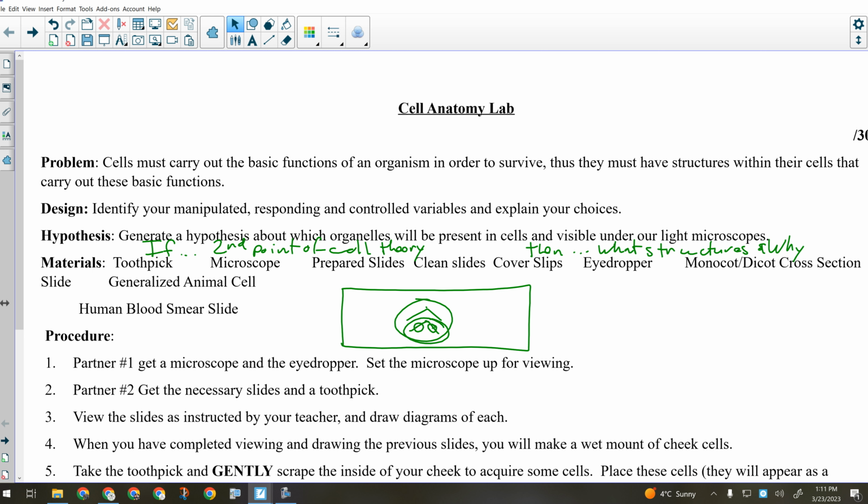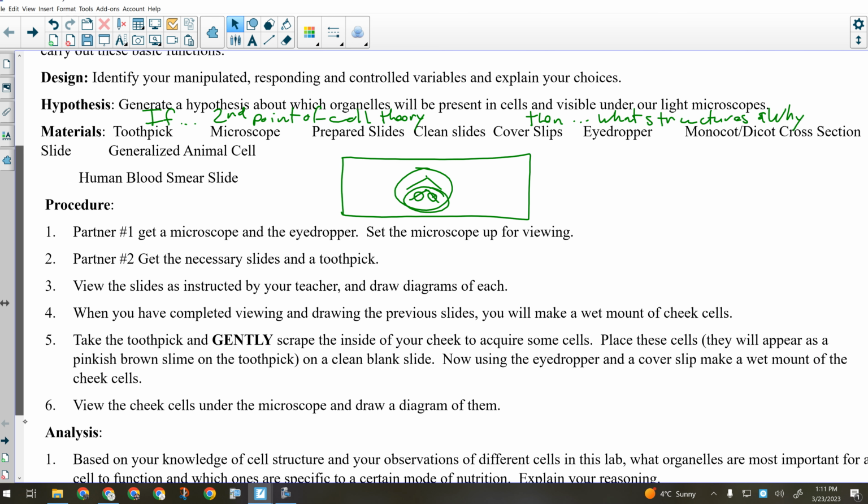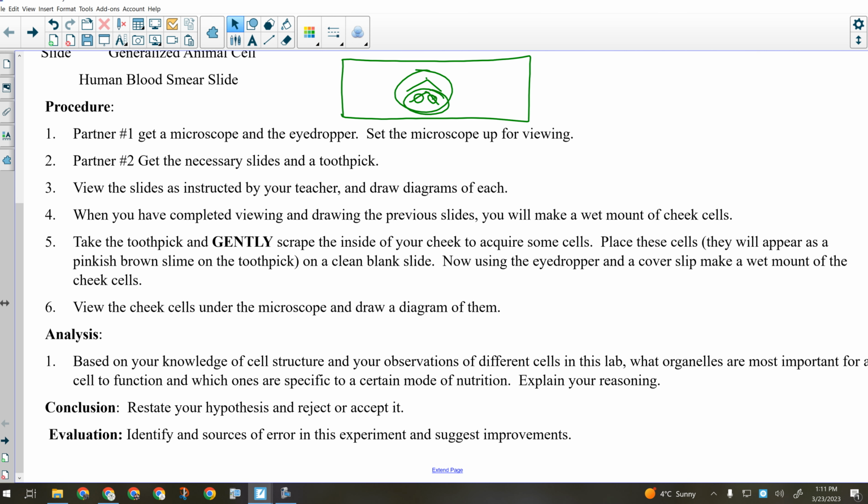Okay, so those will be the things we'll be looking at. And then for your analysis, there's only one question. But I'm looking for a paragraph answer. Okay, so it says, based on your knowledge of cell structure and your observations of different cells in this lab, what organelles are most important for a cell to function, and which ones are specific to a certain mode of nutrition? Explain.